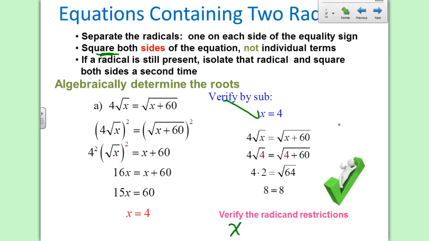Well, let's see. When you plug in there, do you get the square root of a negative? X has got to be greater than or equal to, in this case, greater than or equal to 0 is the restriction overall. And therefore, it does actually work. Okay?